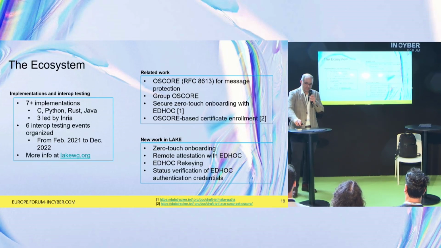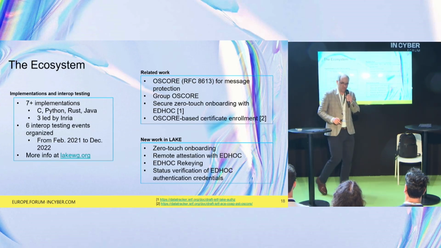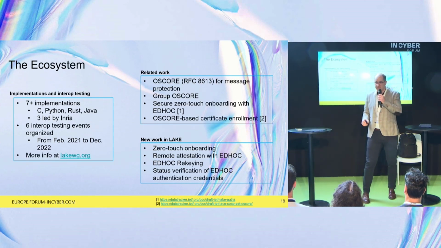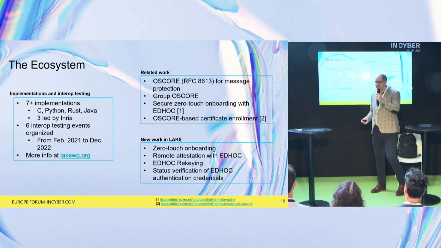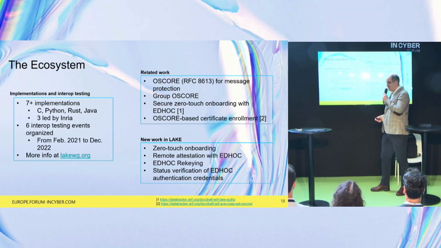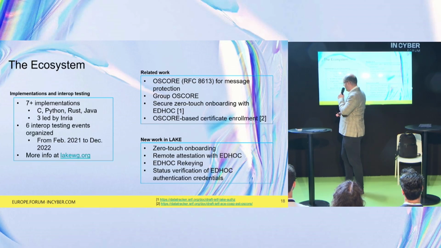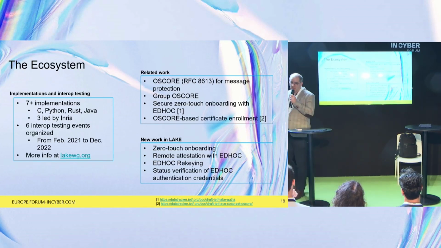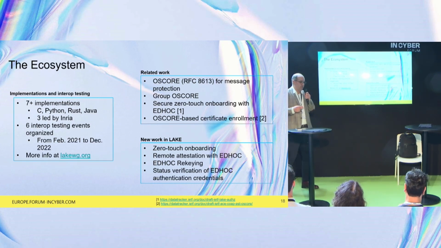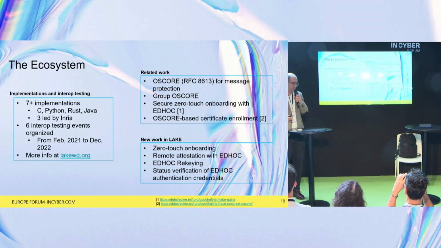So in terms of the ecosystem, there exist more than 7 different implementations of EDHOC. These implementations are available in different programming languages, such as C, Python, Rust, Java. 3 of them are led by INRIA. Others are led by other interested participants in the standardization sphere. And all of these implementations have been interop tested for interoperability among each other.